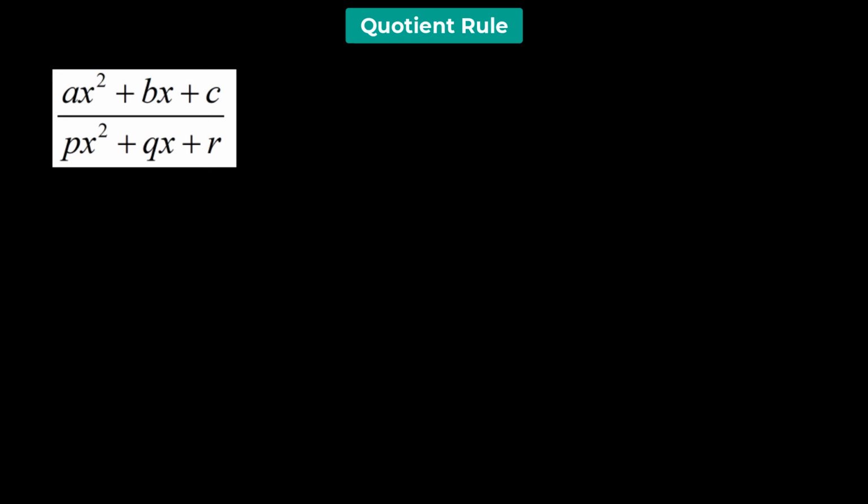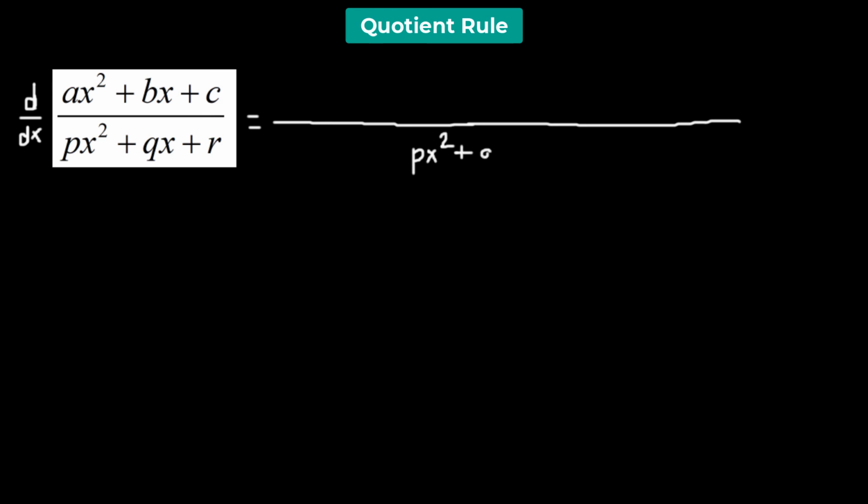So we have the rational function ax squared plus bx plus c divided by px squared plus qx plus r. So let's find its derivative with respect to x. So we will have px squared plus qx plus r whole squared in the denominator. Then we begin with the same denominator in the numerator. So we have px squared plus qx plus r times the derivative of the numerator. So the derivative of the numerator will be 2ax plus b.